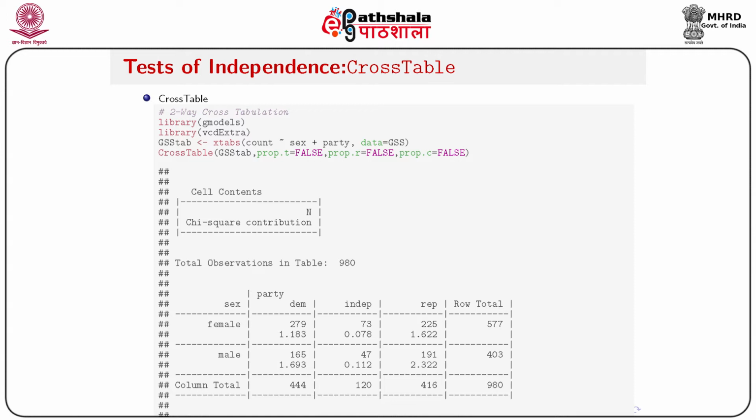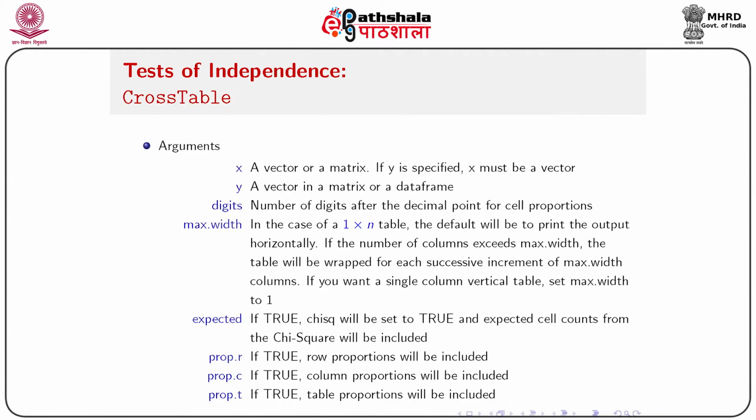You can take the help of the CrossTable documentation, which might give you better clarity. This is something that I copied from the CrossTable documentation for your understanding. The arguments that you need to pass through: one of them is x, a vector or matrix. If y is specified, x must be a vector, and y a vector, a matrix or a data frame.